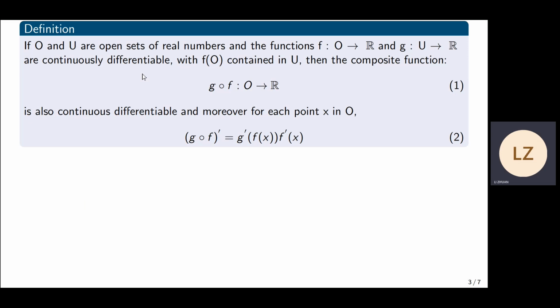So what is the chain rule? If O and U are both open sets of real numbers, and the function f is from O to R and g is from U to R, they are continuously differentiable with f(O) contained in U. Then the composite function g∘f from O to R is also continuously differentiable. And moreover, for a point x in O, the derivative of g∘f at x is equal to the derivative of g at f(x) times the derivative of f at x.